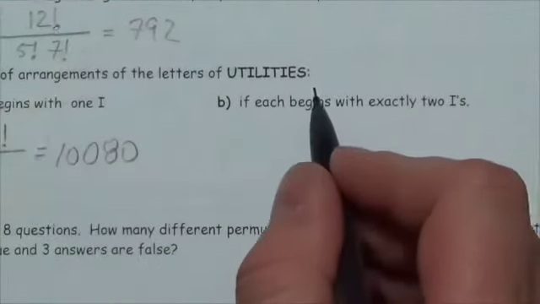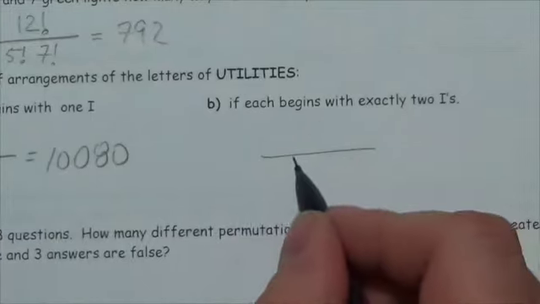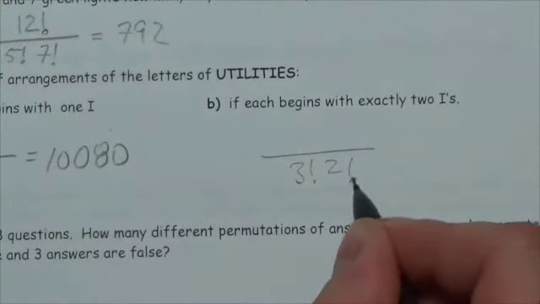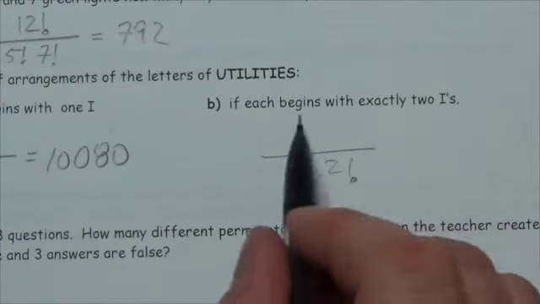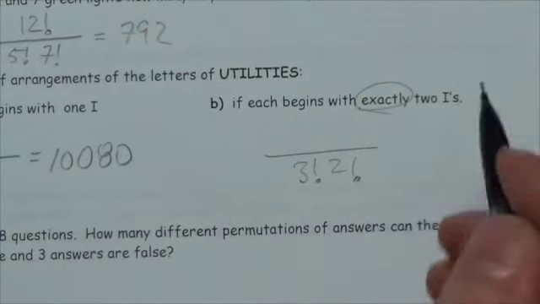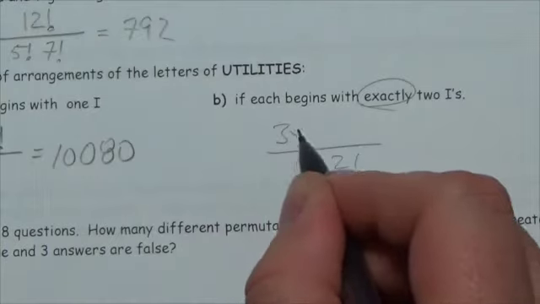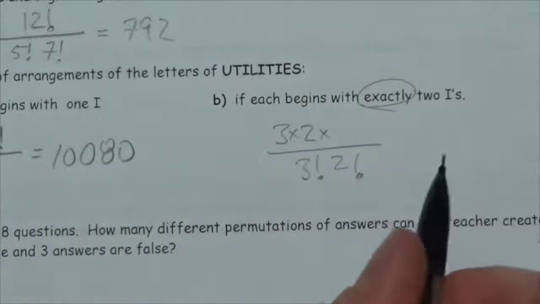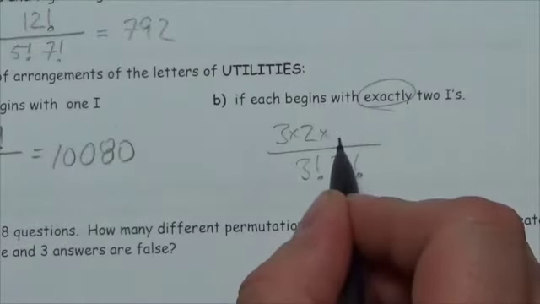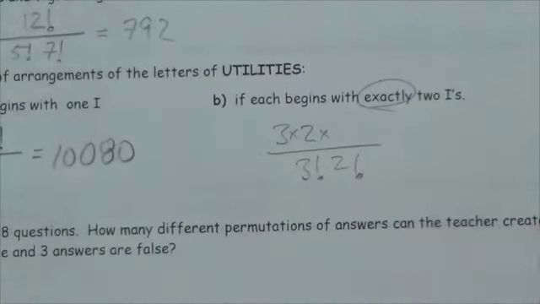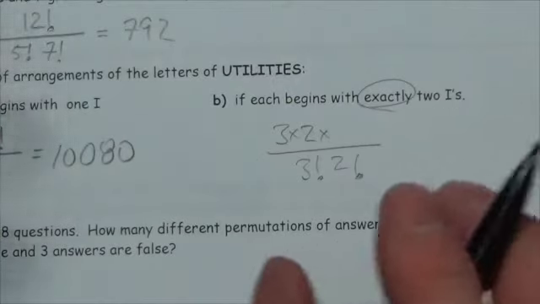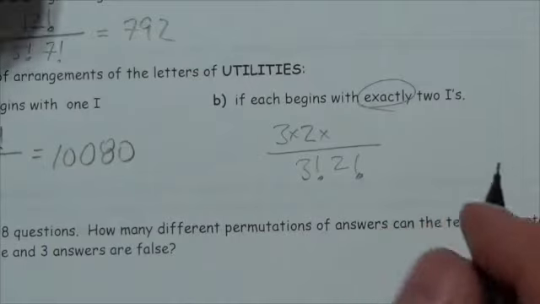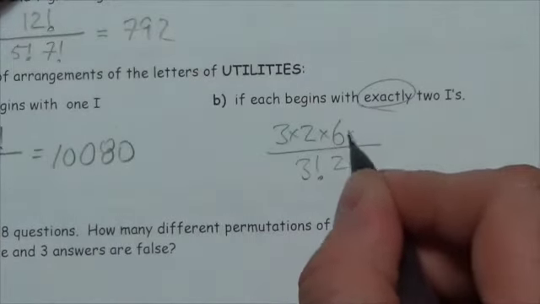Now, the next question still has the repetition of the I's and the T's, so I'm still going to divide by 3 factorial, 2 factorial. But if it's going to begin with exactly 2 I's, that means the first has to be one of the 3 I's, the second has to be one of the 3 I's, but the third letter has to be something that isn't an I. The only way to get exactly 2 I's up front is if the third position isn't an I. And there are 6 to choose from.